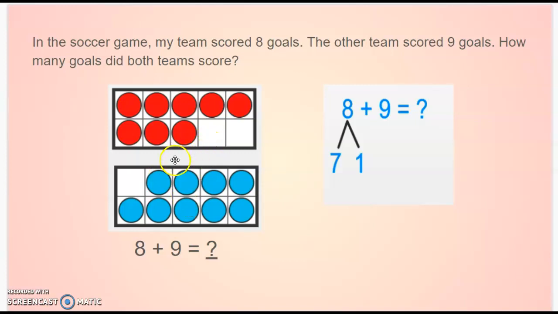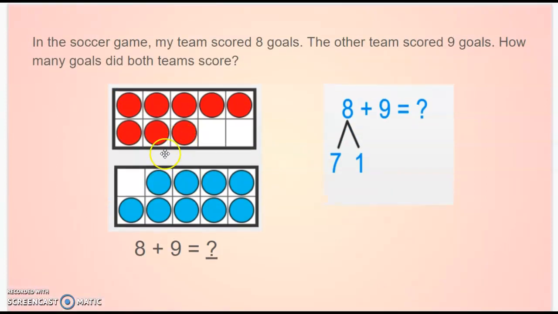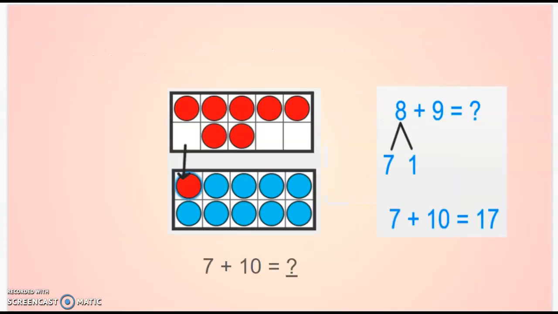Remember, I'm trying to make a tens frame complete. I have 9 right here. So if I take 1 away from the 8 and add it to the 9, it'll give me 10. So I've got to break 8 apart. If I only need 1 to add to 9, I'm going to take 1 away, and then I have 7. So let's look at this example over here.